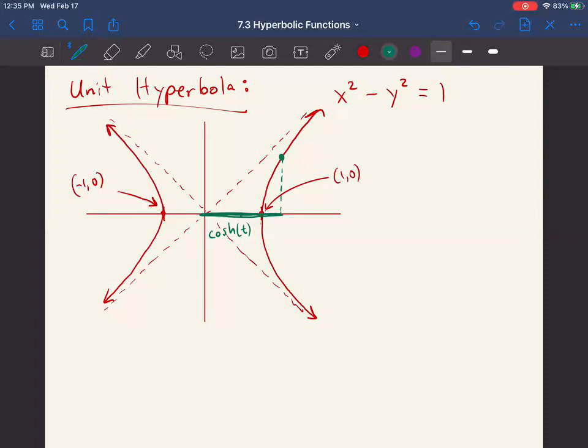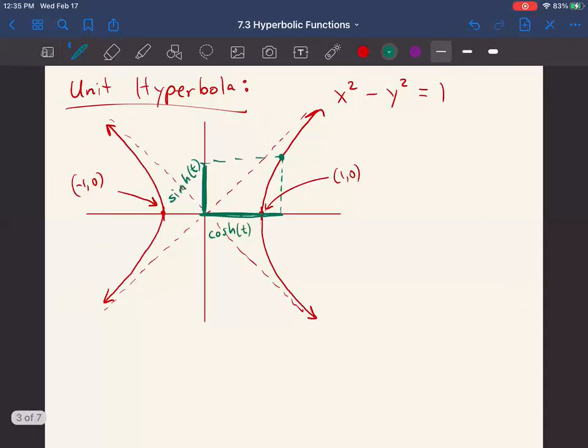If we come straight across over here to the y-axis, then we'll have this little bit right here. This will be our hyperbolic sine, S-I-N-H of t, called sinh, like pinch. Sinh and cosh.